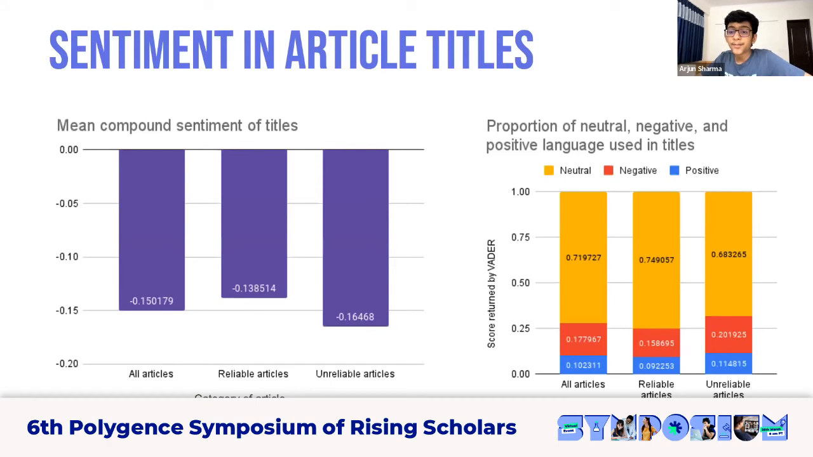Let's start by looking at the sentiment in article titles based on their reliability. On the left, we see how a mean compound score relates to reliability. A compound score greater than 0.05 is typically considered positive, and a score below -0.05 is considered negative, and anything between those two is considered neutral. With titles, it seems like regardless of reliability, they tend to be somewhat negative overall. Looking at the graph on the right, we can see the proportion of different sentiments with respect to article reliability. Here, the proportion of neutral language tends to be higher in reliable article titles.